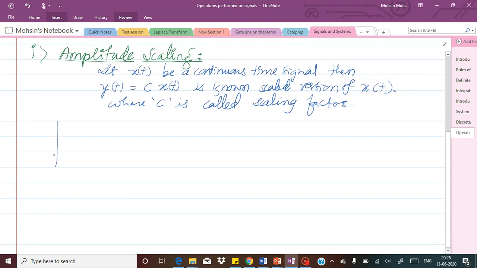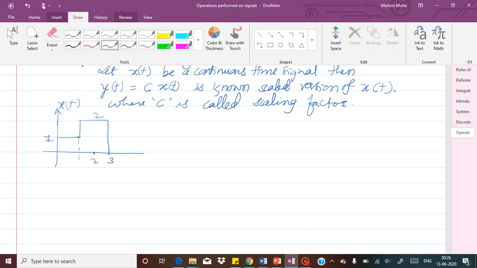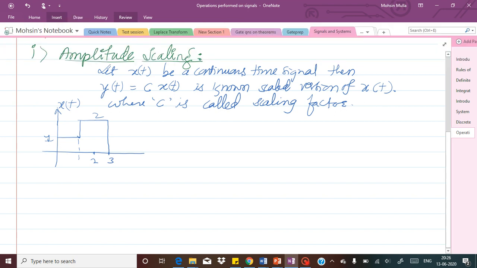Suppose there is a signal, say x of t. Here I'll take one random signal. This signal has magnitude 1 up to instant 1. Then the magnitude is increased, so at instants 2 and 3 it is 2. So this is the basic signal x of t. Now I'm going to perform the scaling operation. After performing the scaling operation, the new signal that I get is represented as y of t.